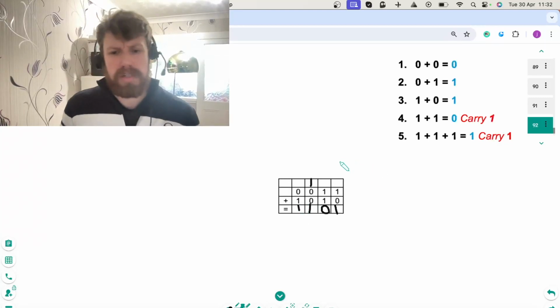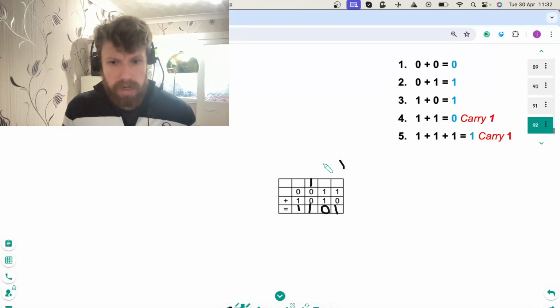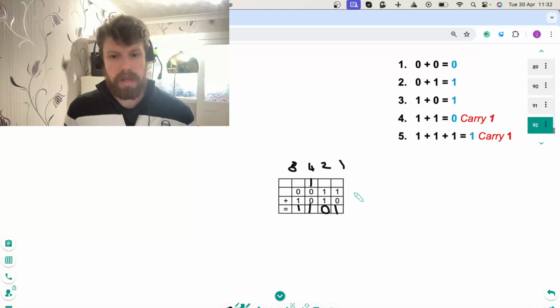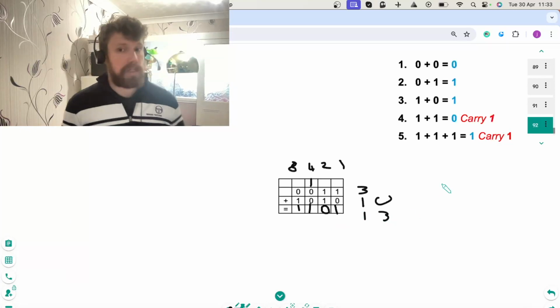Now just to prove that this does actually work, if we do our little 1, 2, 4 and 8, there, 1 plus 2 is 3. 8 plus 2 is 10. 8 plus 4 is 12. Add the 1, so then that's going to be 13. So we know that we've done that correctly there.